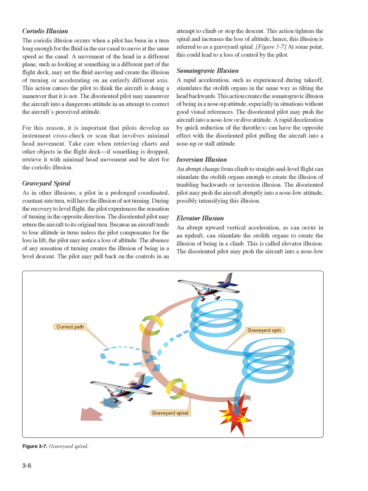Coriolis illusion. The Coriolis illusion occurs when a pilot has been in a turn long enough for the fluid in the ear canal to move at the same speed as the canal. A movement of the head in a different plane, such as looking at something in a different part of the flight deck, may set the fluid moving and create the illusion of turning or accelerating on an entirely different axis. This action causes the pilot to think the aircraft is doing a maneuver that it is not. The disoriented pilot may maneuver the aircraft into a dangerous attitude in an attempt to correct the aircraft's perceived attitude.